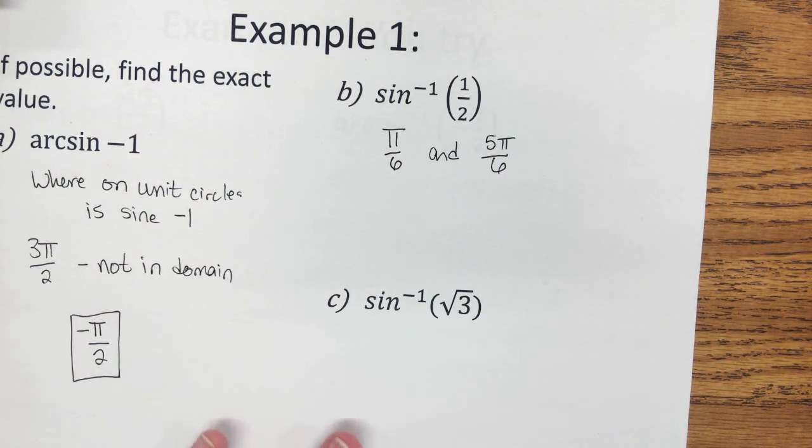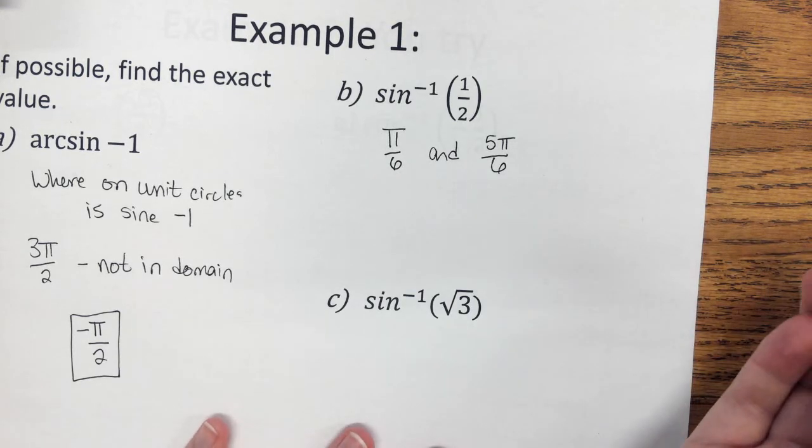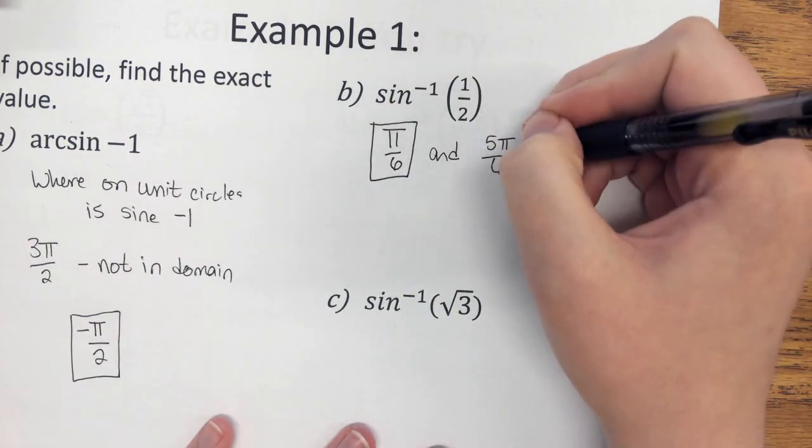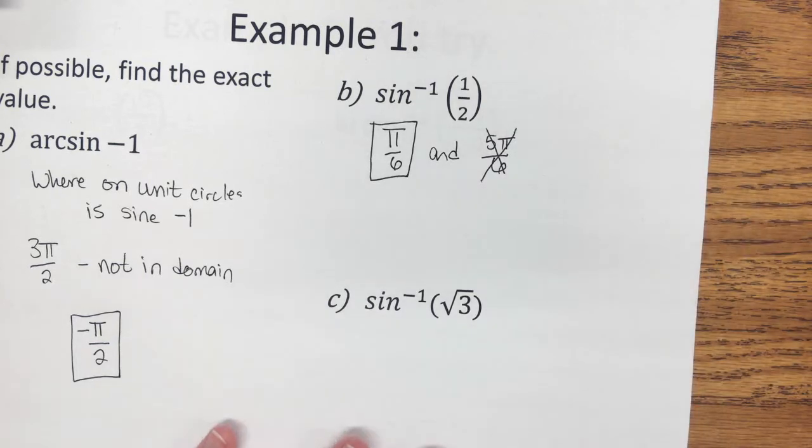But remember my restricted domain, negative pi over 2 to pi over 2. The only one of those angles that's within that domain is pi over 6. So even though sine is also 1/2 at 5 pi over 6, it is not in my domain.